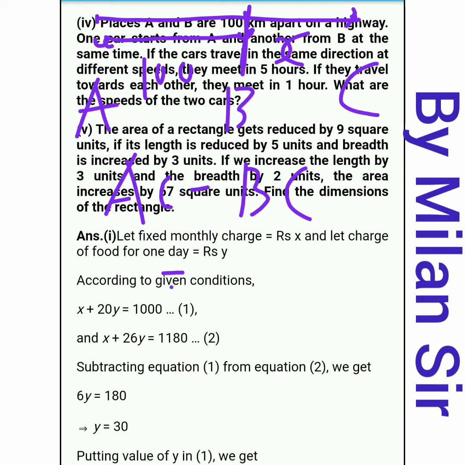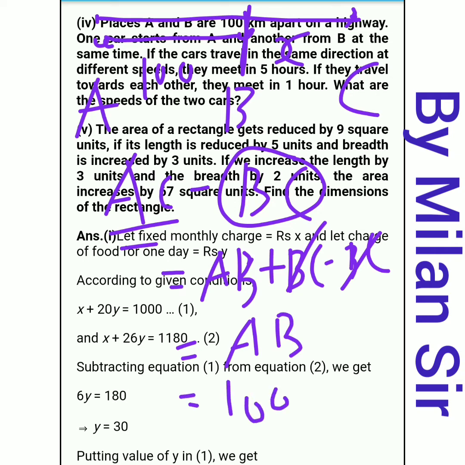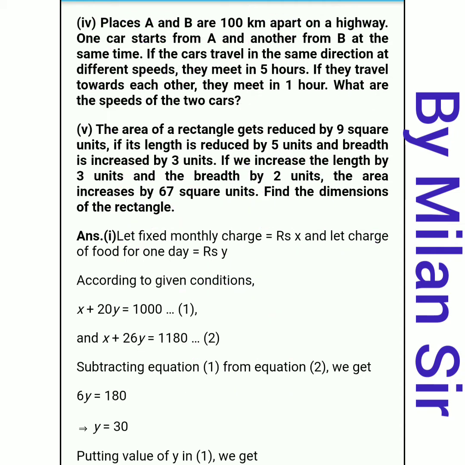If we take the difference AC minus BC, AC means AB plus BC, and minus BC as it is. So BC cancels out, and the final difference is equal to AB, which is 100 km. So the difference between the distances traveled by the two cars is equal to 100. We can use this difference.